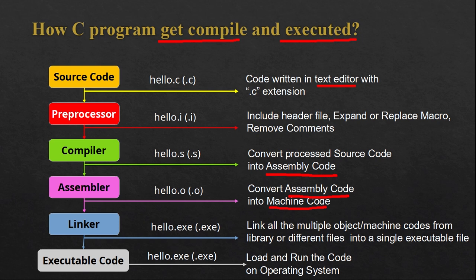So this is how the C program gets executed. From the source code, it will do the pre-processing, then the compiler, then the assembler, and finally the linker will link all the object files and generate the exe file. Whatever we have seen is step by step. In most IDEs nowadays, you need to click on the run button and it will run the program. We will see this with Visual Studio Code.